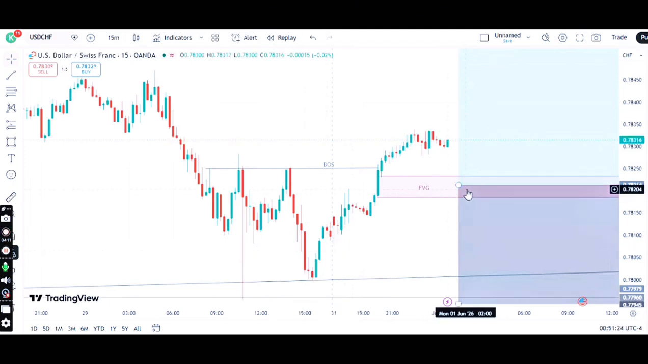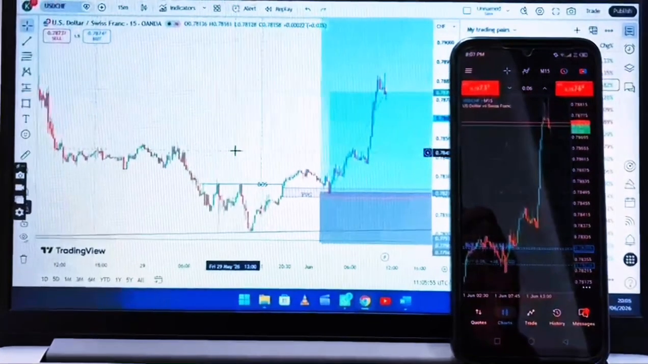But if it returns here in the New York session, the time that I'm expecting it to come here, which is between 7 a.m. to maybe 10 a.m. in New York session or 10:30, then I'm going to take the trade, buying position at this point. But today is Monday. Let's see how it goes.